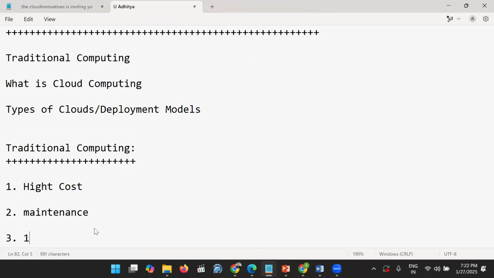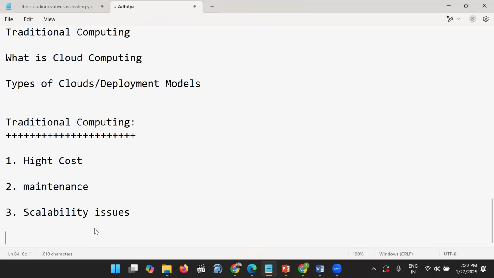For example, you are using 1 terabyte storage. You need to upgrade it in the future, right? Then again, you go and purchase whatever storage you require. That is nothing but scalability. As per your requirement, you need to upgrade the storage capacity or the server capacity, and that is not easily done. Scalability issues are there if we are using on-premise or the traditional computing model.